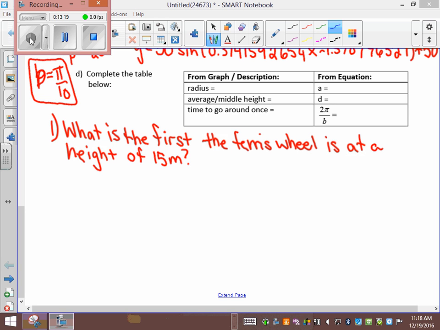So what is the first time? It's a really good question. What is the first time the Ferris wheel is at a height of 15 meters? So did they give you y or did I give you x? I gave you y. What do you do when you're given y? Where can you put y in? In your y2. So you're going to go y2 equals 15, and you're going to look for the first time after 0 minutes that it crosses 15. So you're going to second trace 5, enter, enter, enter.